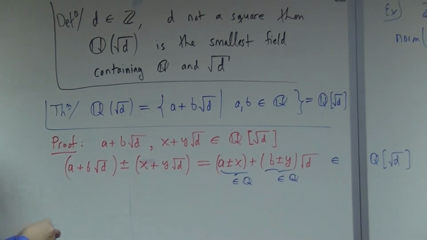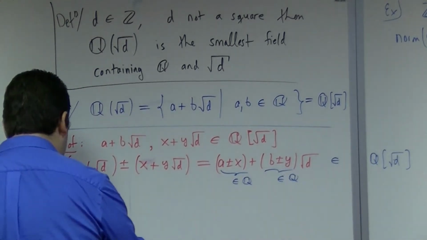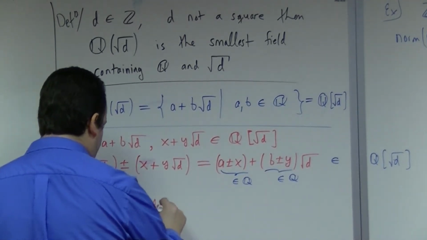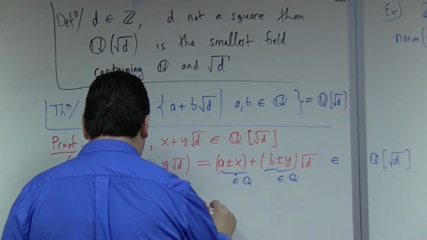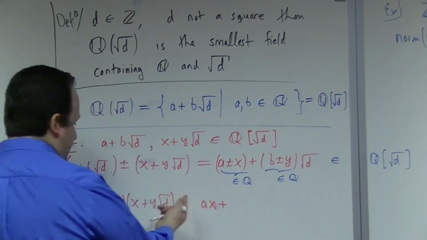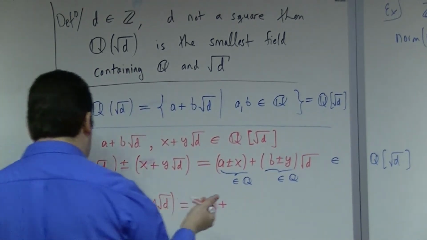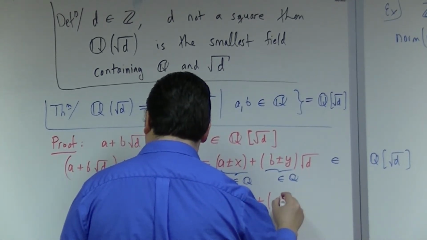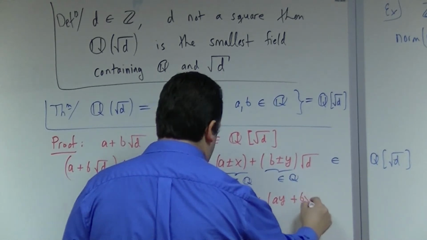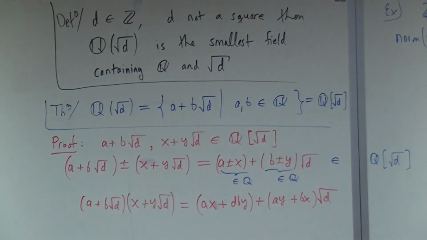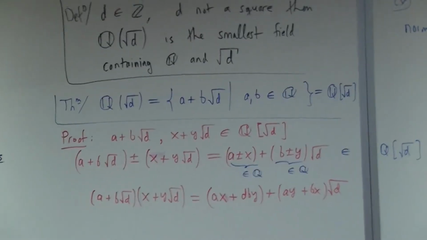Multiplication. Again, not that hard to do. You just multiply, and what happens? You get ax plus the square root of D times the square root of D gives you back a D, so you get plus dby, plus parentheses ay plus bx. Man, we have done this algebra a lot this semester. Of course, the things in parentheses are what?